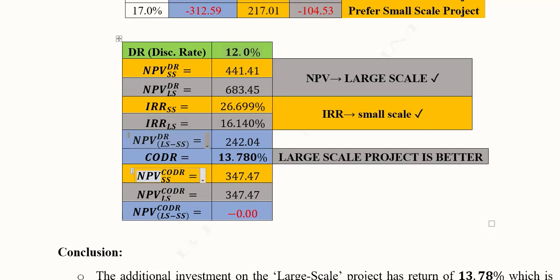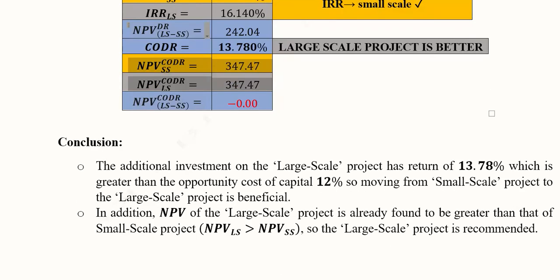So we have 347 and 347 again, so they are equal. This shows that the crossover discount rate is correct, and NPV of the differential net benefit stream at the crossover discount rate should be 0, because the net benefits are the same at this point, so we should expect that the NPV will be equal to 0.